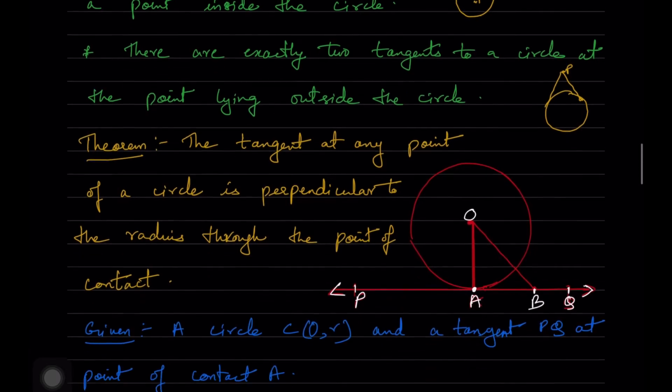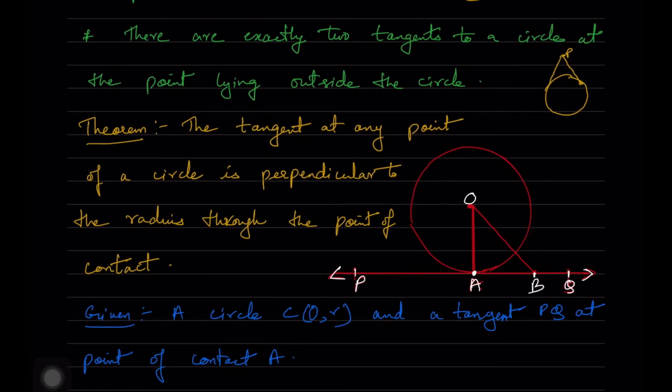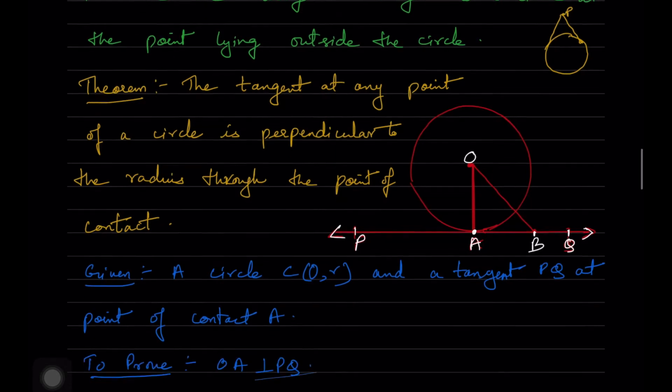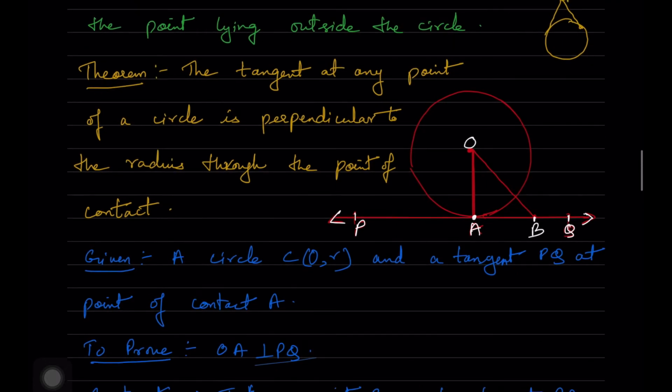Now there is a theorem over here. The tangent at any point of a circle is perpendicular to the radius through the point of contact. So the tangent at any point of a circle is perpendicular to the radius through the point of contact, which means we have to prove that OA is perpendicular to PQ.